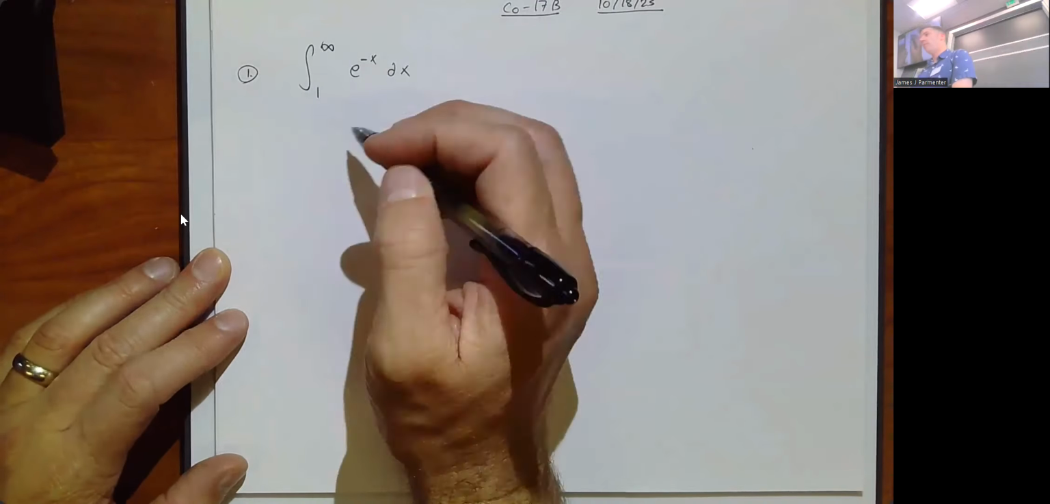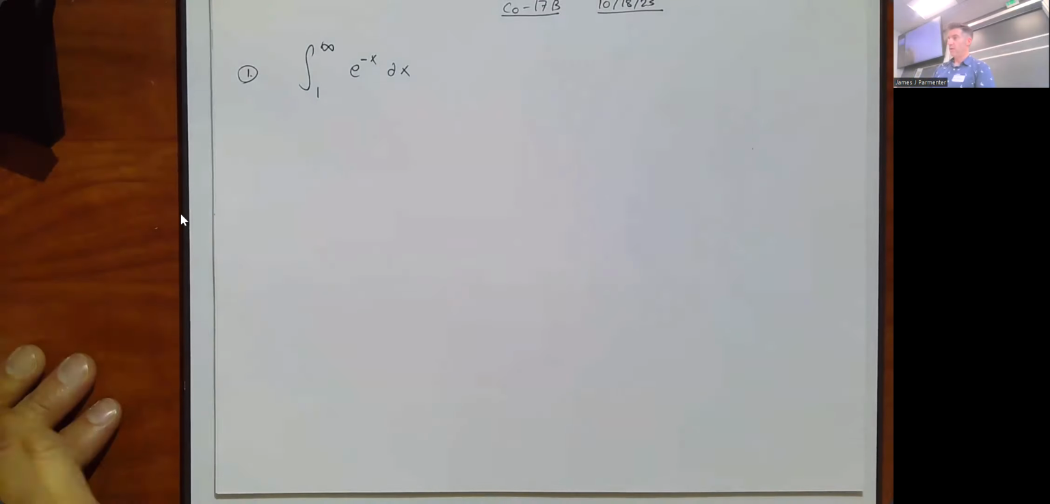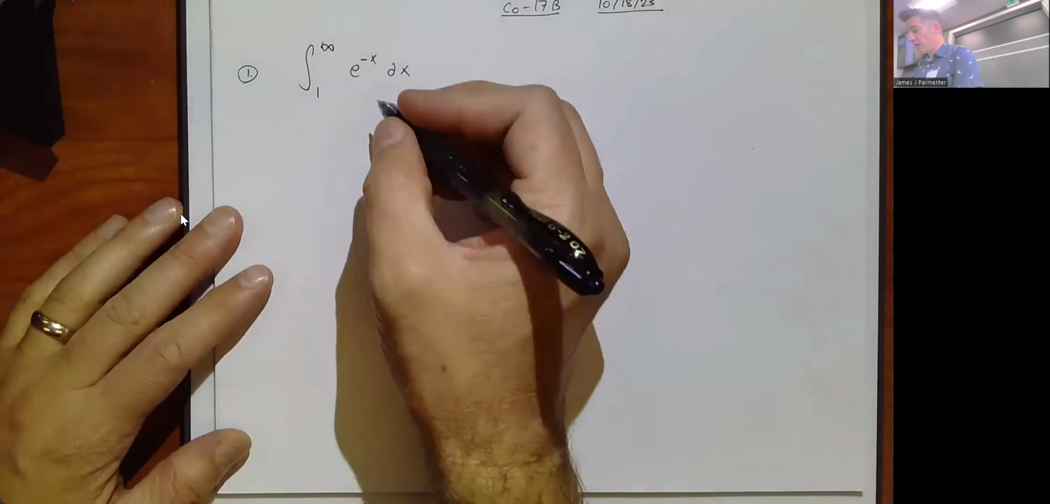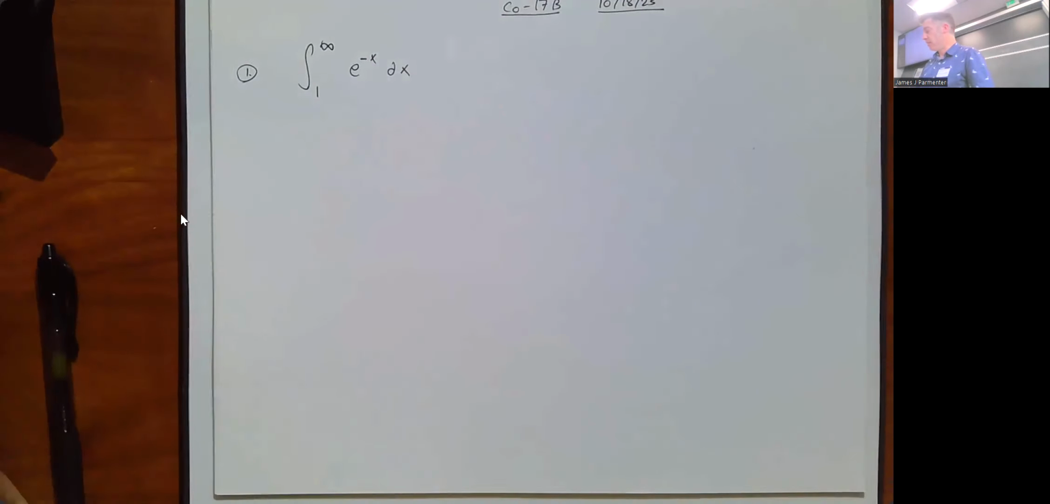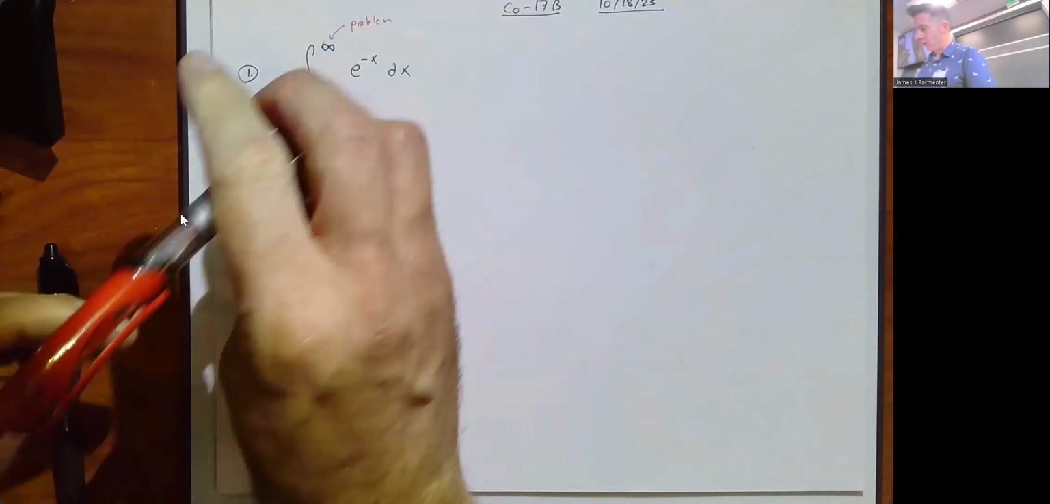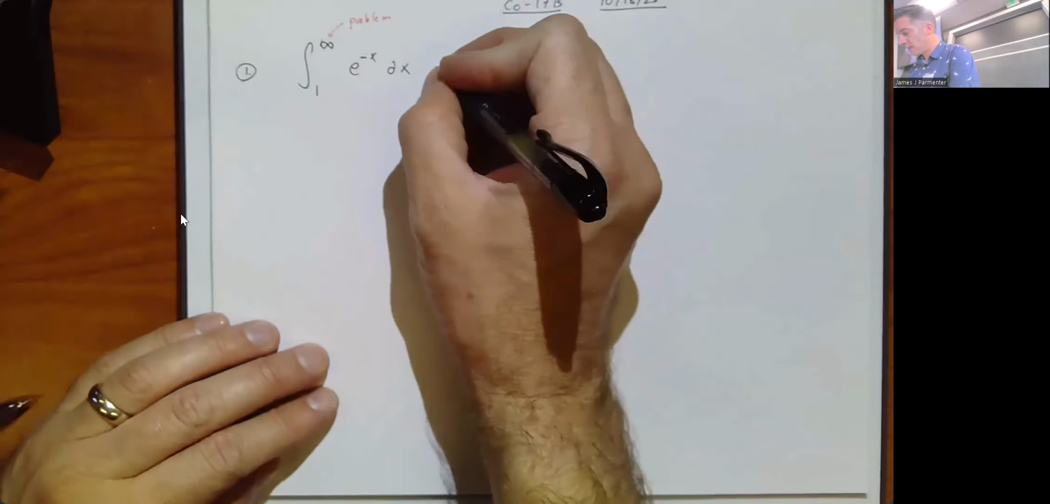So whenever you have an improper integral like this one, usually the first step is to rewrite it so that you're dealing with the problem point in the interval of integration. So here, infinity is the problem. Infinity is always the problem. That's our problem. So we're going to rewrite this as the limit.